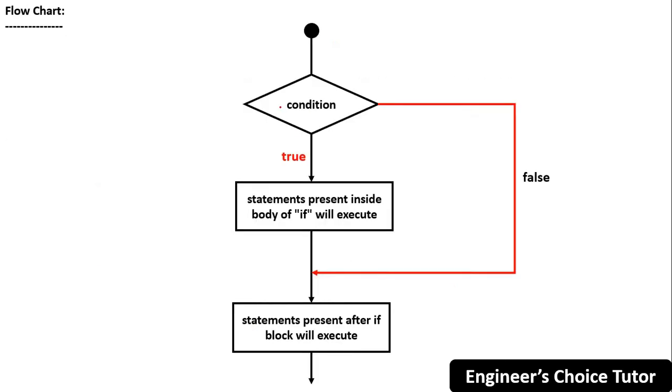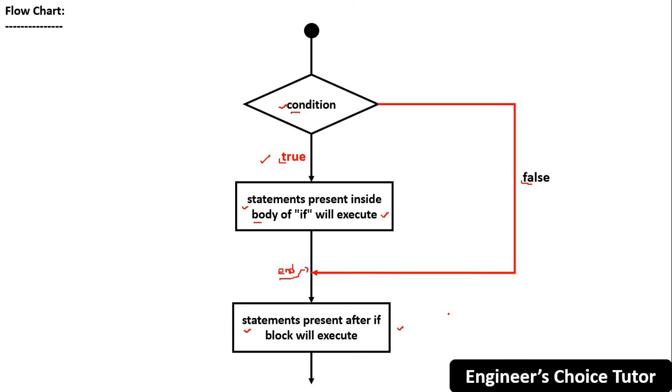Suppose we have the condition. The condition will give you true or false. If it is true, then the statements present inside the body of if will execute. And if it is false, then it will not execute. It will directly come out of the if. This point is the end of if. Then the statements present after the if block will execute. This is the flow chart for the if statement.